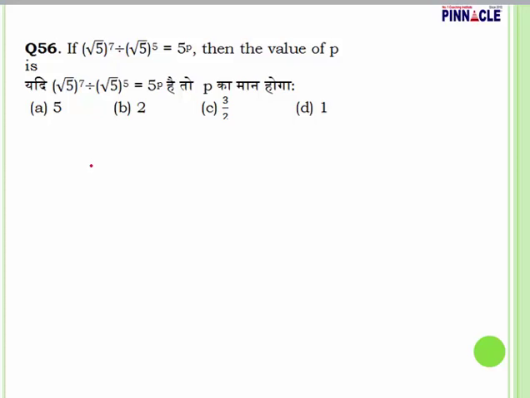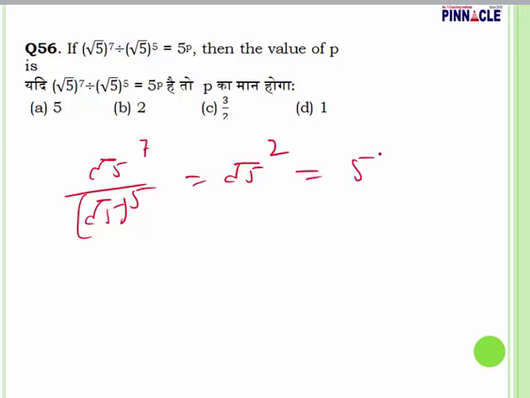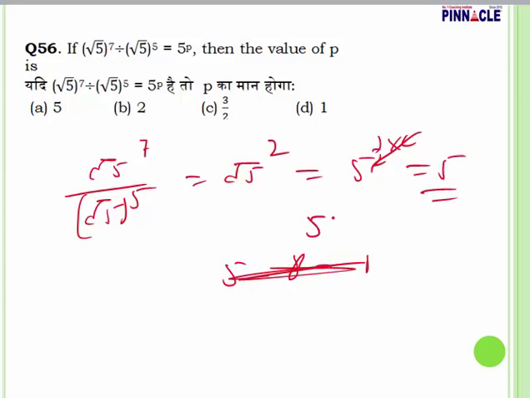If root 5 and 7 divided by root 5 and 5, then it should be equal to root 5 into 2, that is equal to 5, 1 by 2 into 2, that should be 5. The value of p: 5 into 5p should be equal to 1, so p is equal to 1.